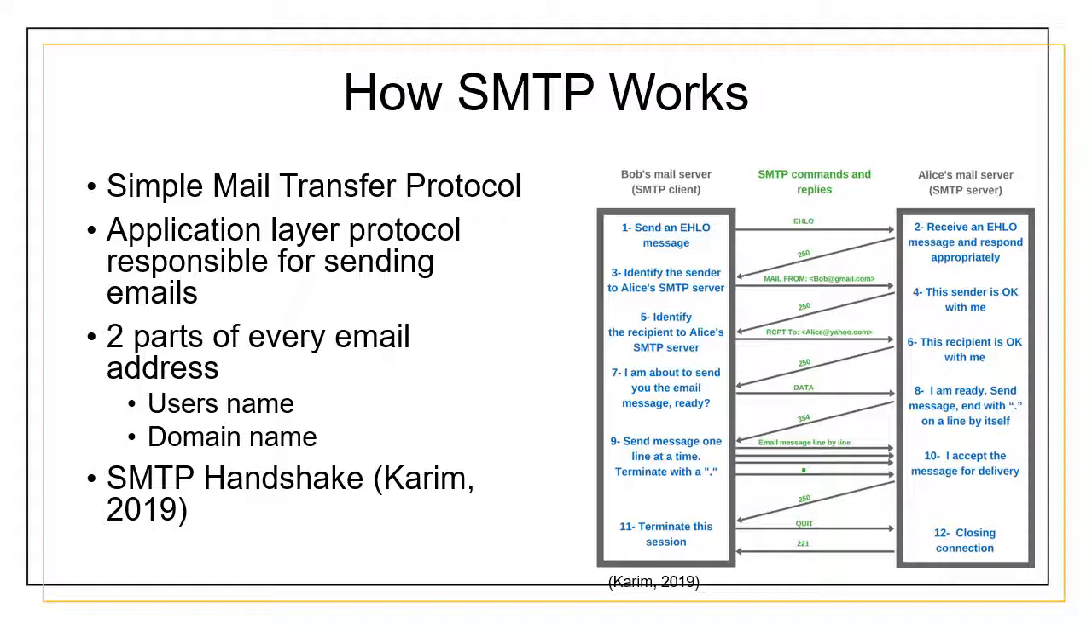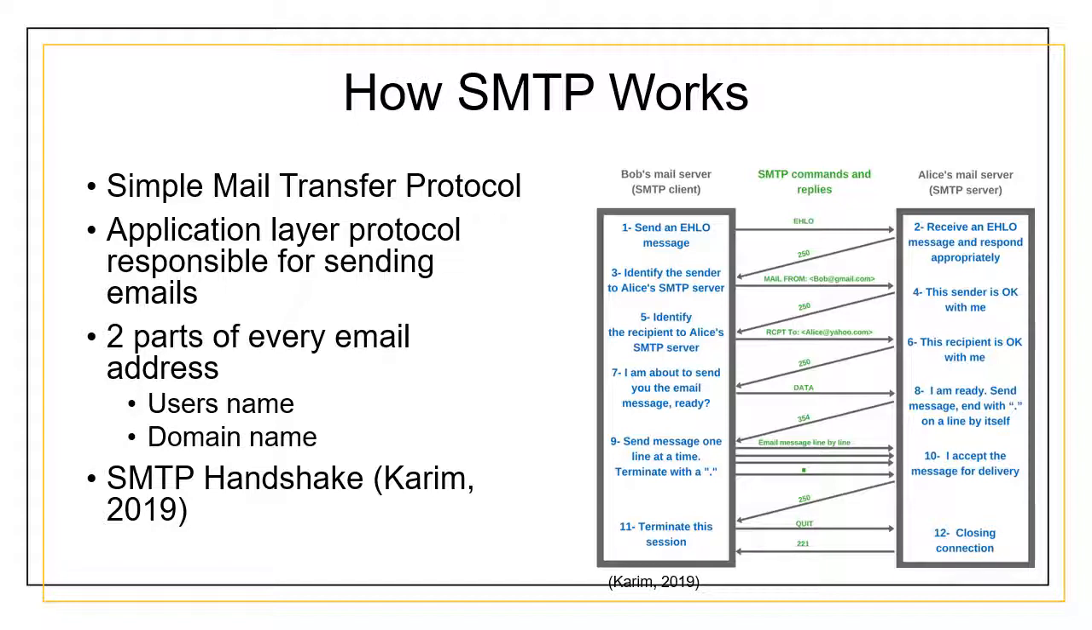Bob's server will begin by sending an EHLO command or hello command to Alice's server. In this stage, Bob's server will identify its domain. So say Bob's email address is bob@abc.com. Bob's server will send hello from abc.com. The SMTP server on Alice's side will acknowledge the message by sending a 250 code.